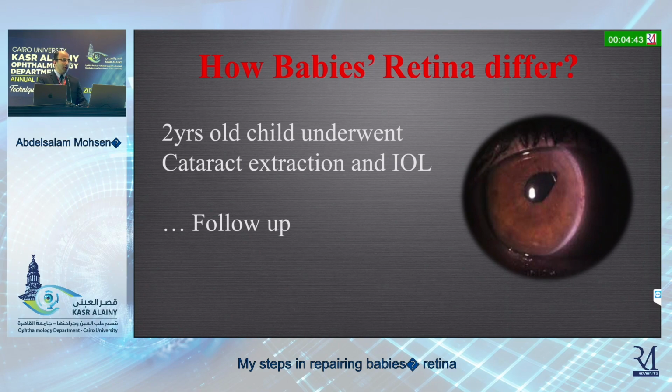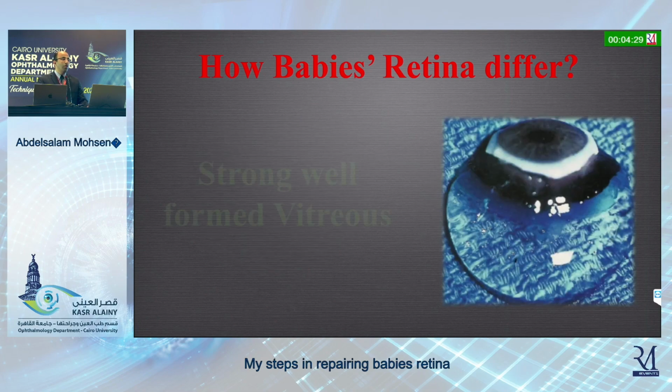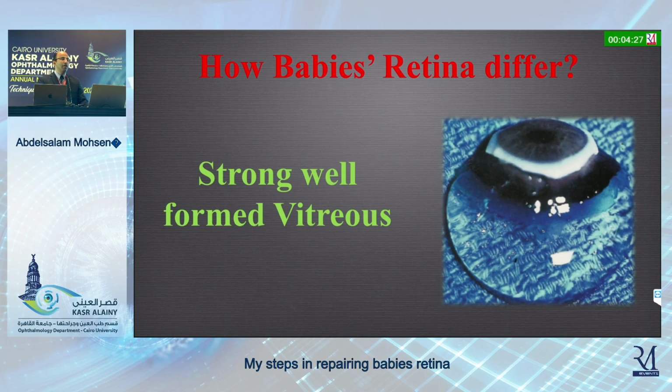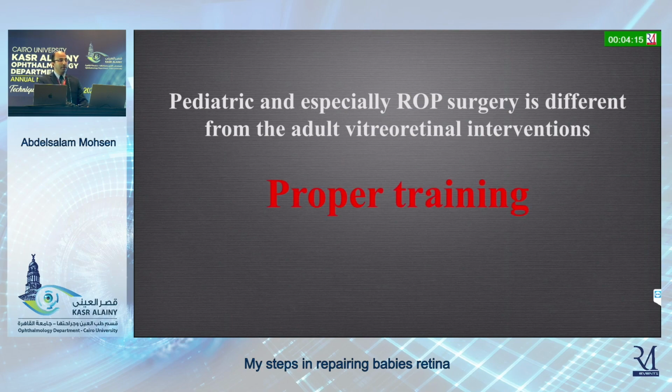This is a 2-year-old child who underwent cataract extraction and IOL, complicated by a difficult surgery with a vitreous wick. The decision was to follow up. This decision is acceptable in adults, but in a child, this is the result: a giant retinal tear and retinal detachment. Why? Because babies have very strong, well-formed vitreous, which exerts strong traction on the retina. So pediatric, and especially ROP, surgery is different from the adult's maneuvers, and it requires proper training.